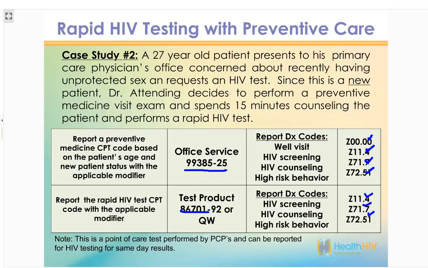Now, some payers may allow you to report Z00.00 as the principal for this entire encounter, and some may not. So the correct way to report it is how you see it on the slide. But depending on what your payer says, that would determine how you would report your diagnosis.